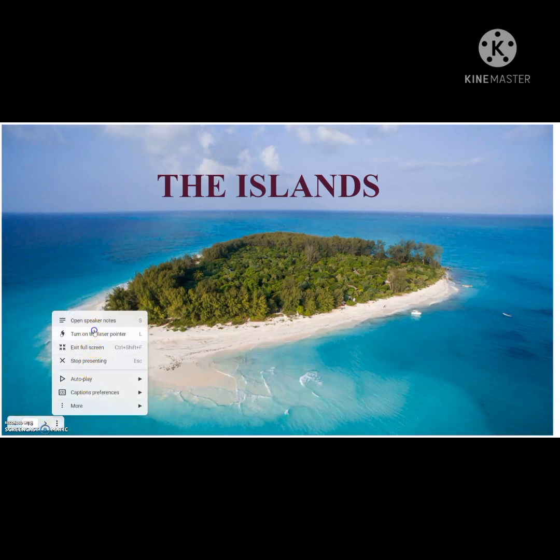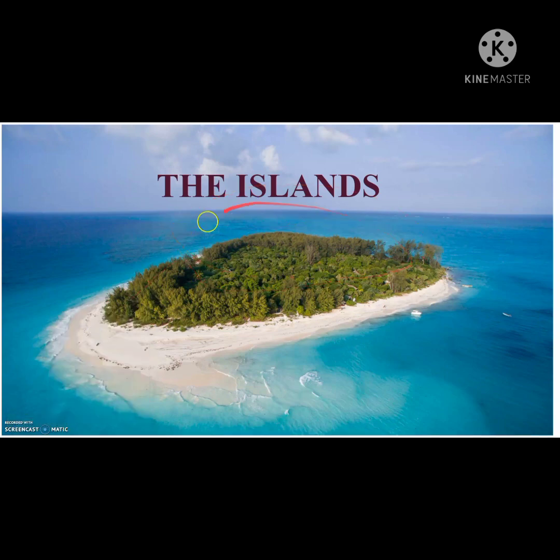The last one is islands. Islands are of two types, offshore islands and onshore islands. Offshore islands are located in the sea or ocean. Certain islands formed by rivers are also called river islands. Example, Majuli. Majuli was formed by the Brahmaputra River. Where is it? Assam. Majuli is the world's largest river island.